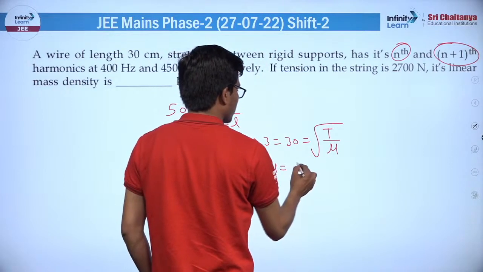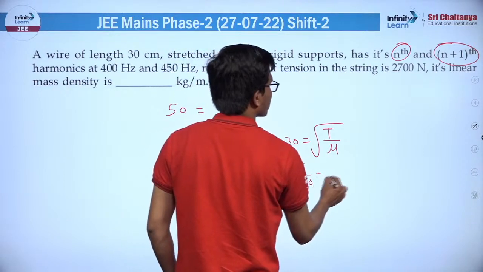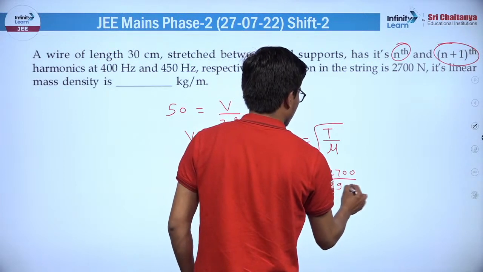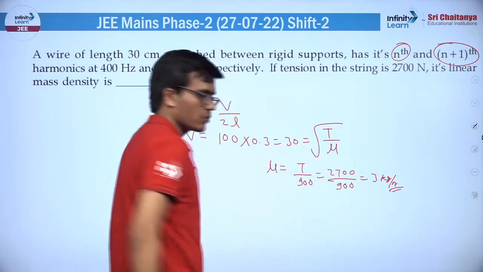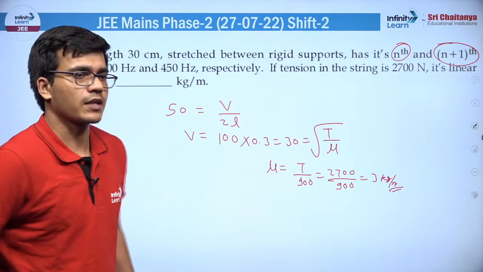I want mu, so it will be T by 900. T is 2700, and this is 900, so this is 3 kg per meter. Everything was in SI units, so my answer will also be in SI units.